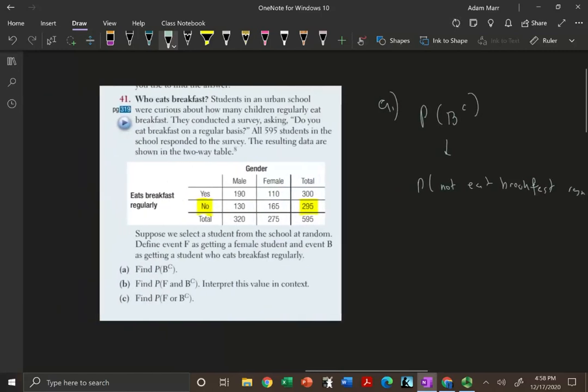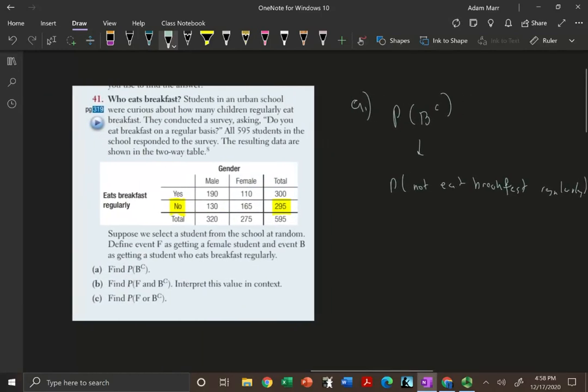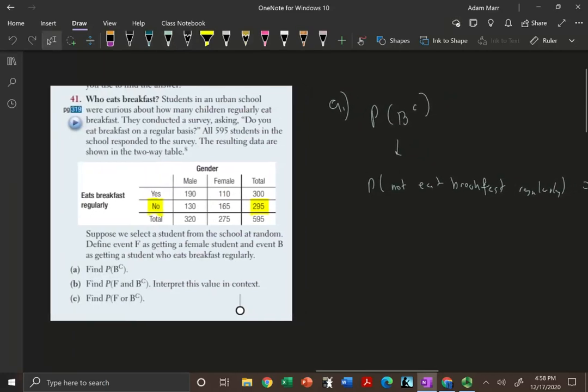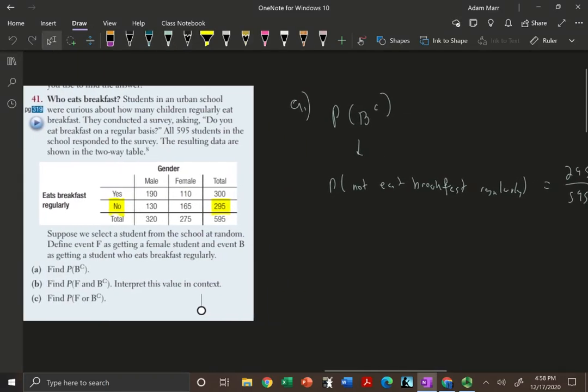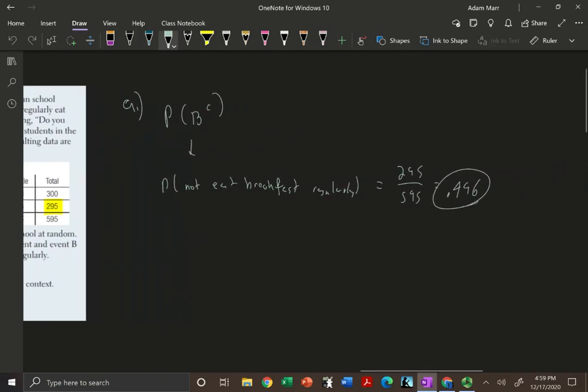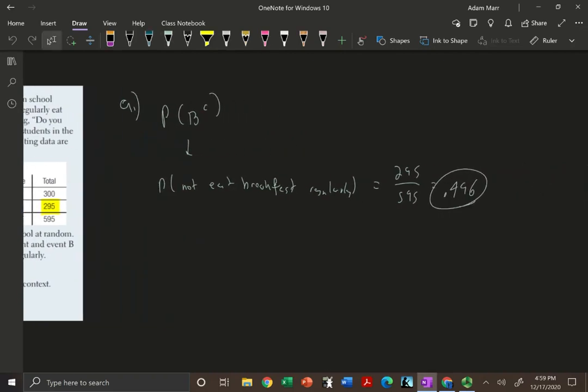Okay. Now, it did not say to interpret this, but if you did have to interpret something like this, you would say that right here we're talking about students in this particular urban school. So over many large samples of students in an urban school, there's about a 49.6% chance that they do not eat breakfast regularly.